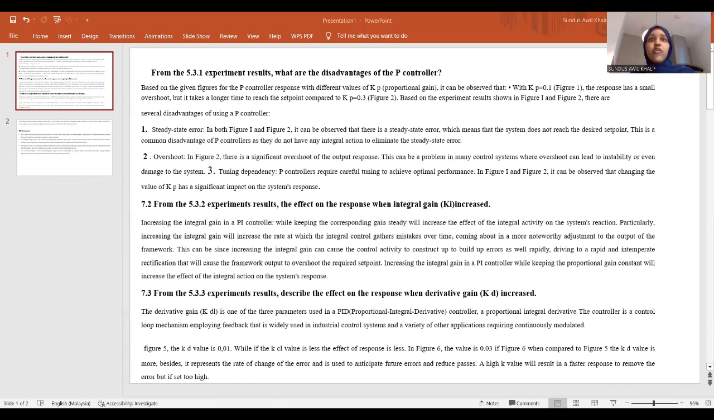P controllers require tuning to achieve optimal performance. In figure 1 and figure 2, it can be observed that changing the value of Kp has a significant impact on the system.